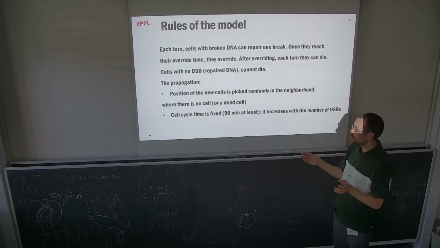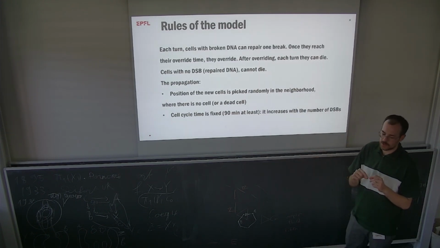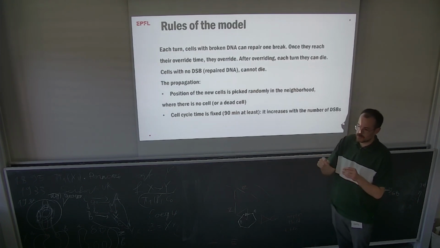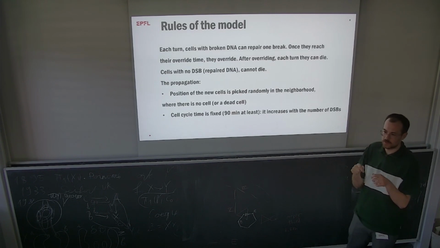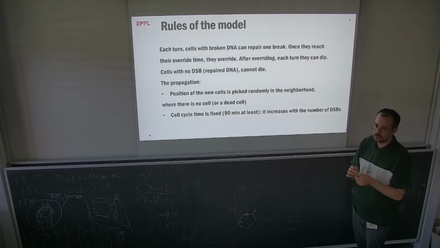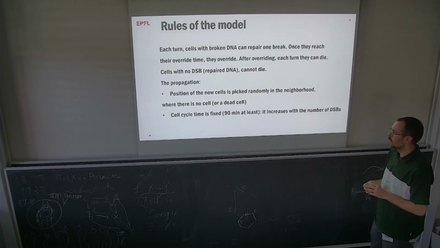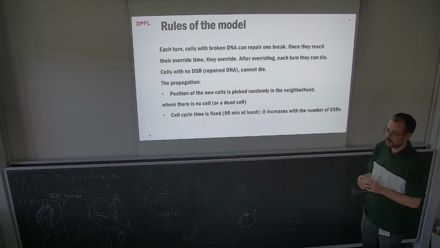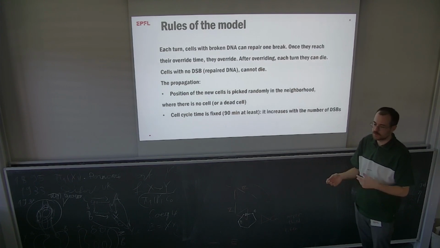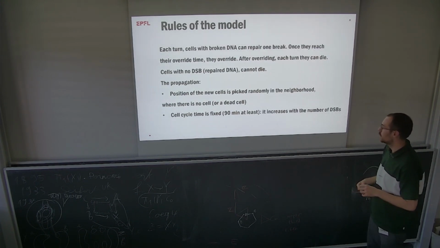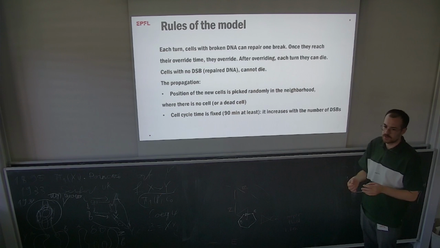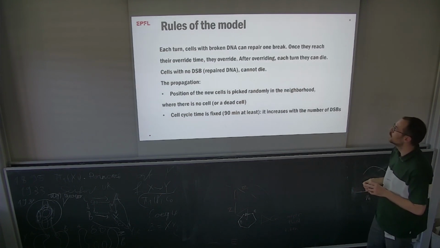So now there's propagation also. The way I decided to propagate is basically that the new cell comes around the first cell, and there should just be an empty place, and it's randomly picked. And for the cell cycle time, the repaired DNA cells have a normal cell cycle, which is 90 minutes. And the ones with double strand breaks propagate slower.